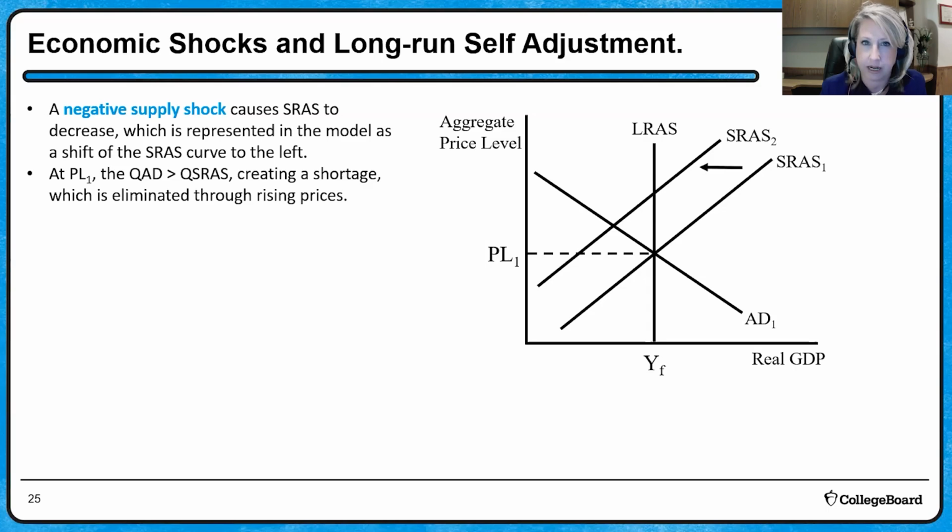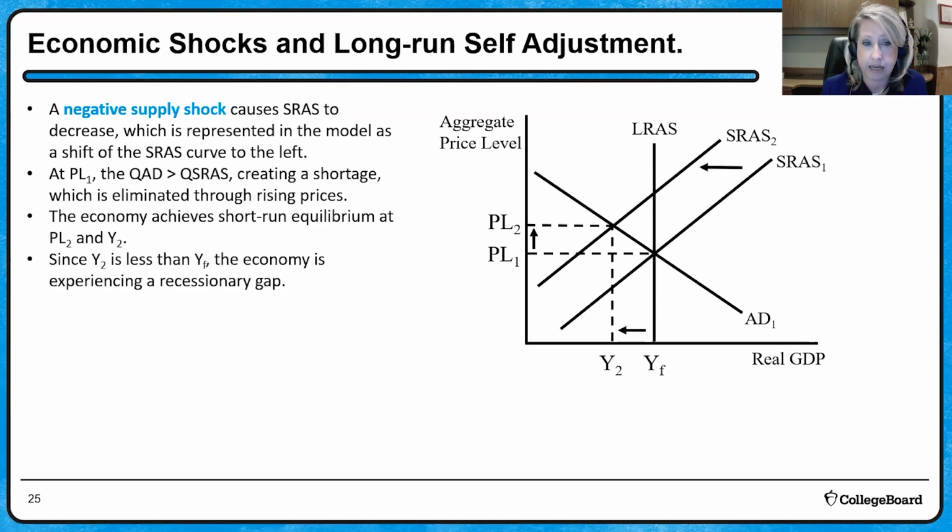Remember, at our original equilibrium price level, that is going to create a shortage because of the decrease in short run aggregate supply. That shortage is going to be eliminated through rising prices. And now we end up at a short run equilibrium at PL2 and Y2. Even though the price level rose as a result of this supply shock, and yes, I'm sure you recognize this is stagflation. We have rising inflation rates and rising unemployment rates. But what defines this as a recessionary gap is the fact that Y2 is less than YF.